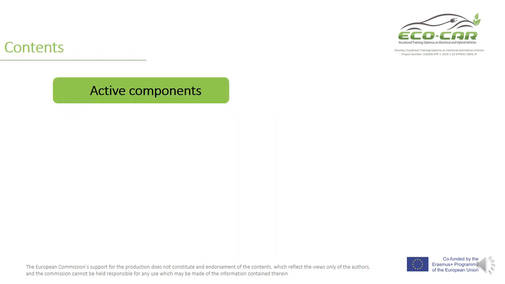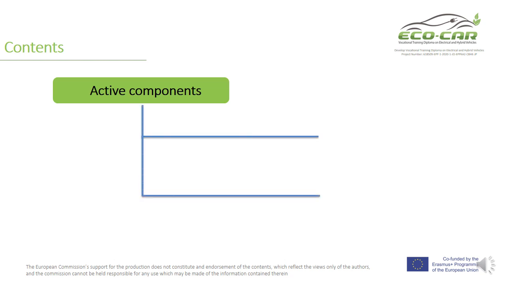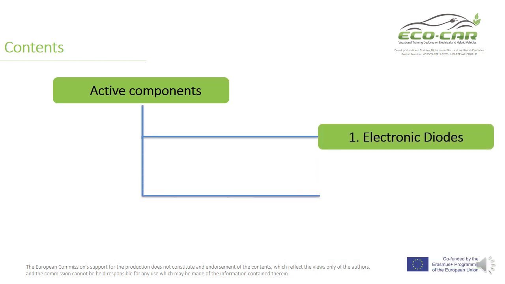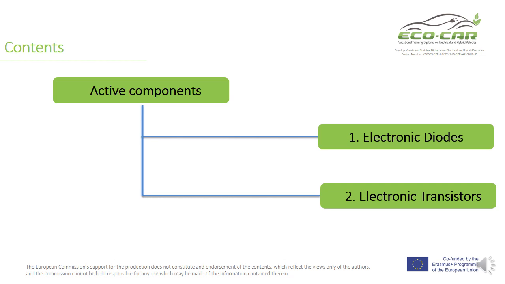Now, active components can be classified into mainly two types: electronic diodes and electronic transistors. But also there are logic gates, and also integrated circuits, ICs. But later we can discuss and give some information about these for higher-level students, but not in this topic.